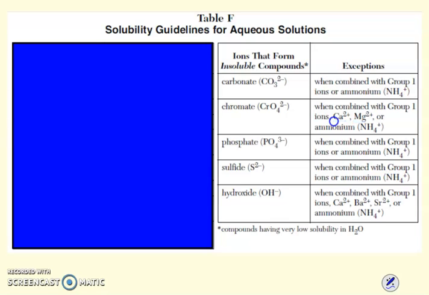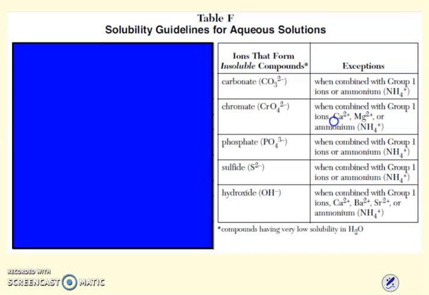Phosphates and sulfides are all insoluble, again, unless you pair them with a group 1 or ammonium ion. Group 1 ions or ammoniums are always soluble, so that makes the phosphates in those cases soluble, but in all other cases, those phosphates are insoluble.